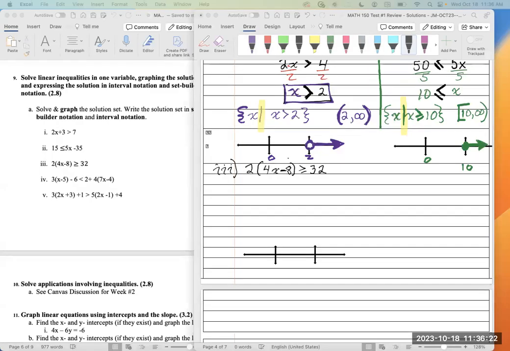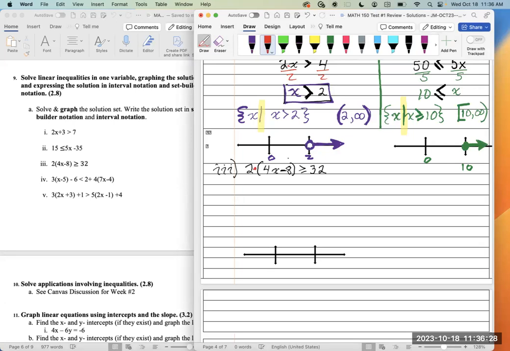All right, number 3. 2 times the quantity 4x minus 8. You can distribute first if you want to. I don't want to. My goal is to isolate the x. The first thing I'm going to do is divide both sides by 2. So now I'm left with 4x minus 8 is greater than or equal to 16. Again, do whatever you want to both sides. That minus 8 is in my way, so I'm going to add.